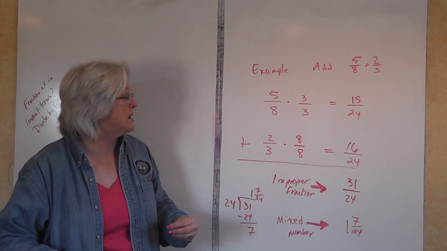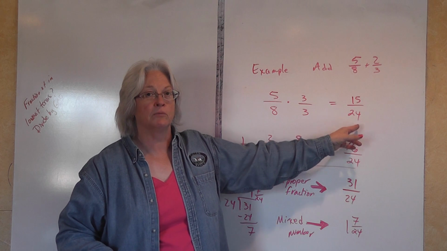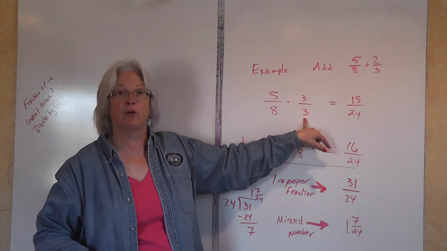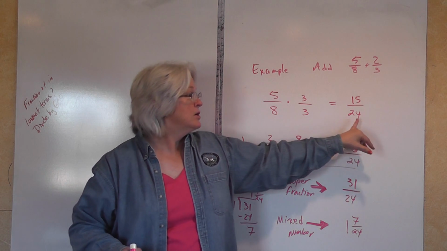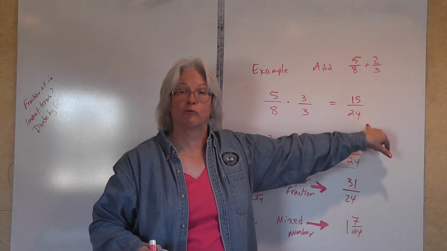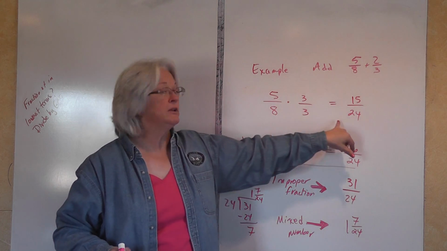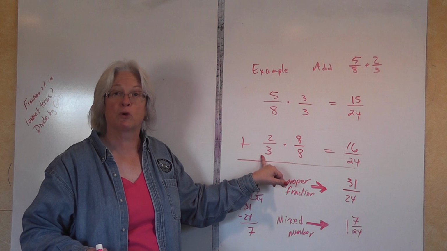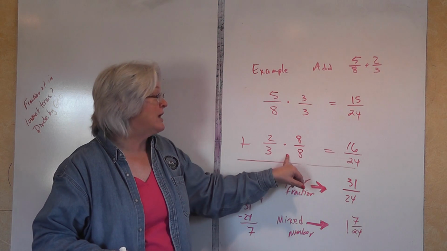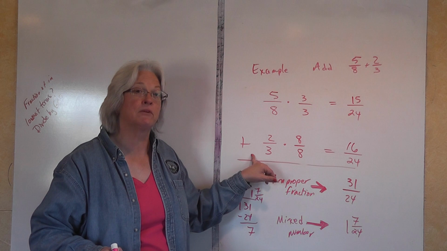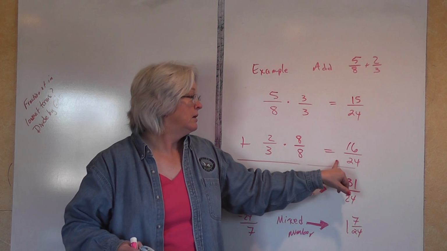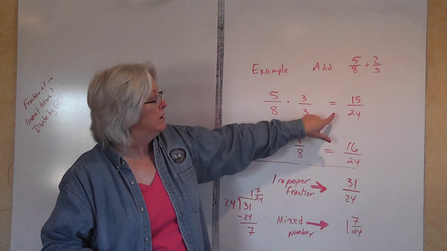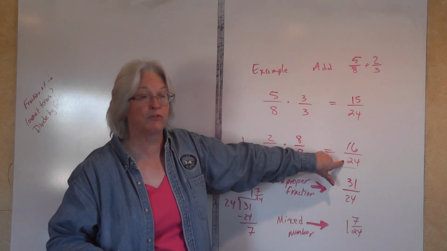We found the least common multiple, which was 24. We multiplied each specific denominator by whatever factor was necessary so that we could rename that original fraction of 5/8 with a denominator of 24, giving us 15/24. We did the same thing. Here we multiplied 2/3 by 8/8 because that allowed us to rename the fraction 2/3 as 16/24.